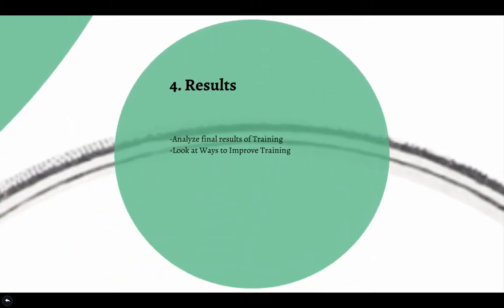The final level, level 4, is results. At this level, you analyze the final results of your training. This includes outcomes that you or the help center have determined to be good for customer service, good for the employees, or good for our overall results.